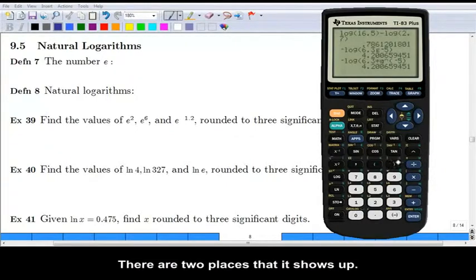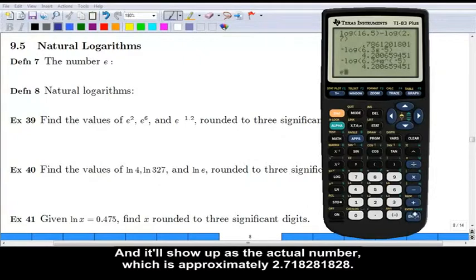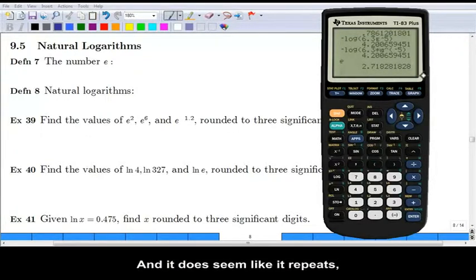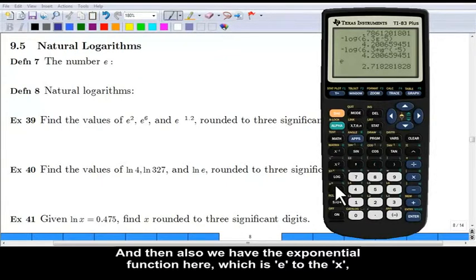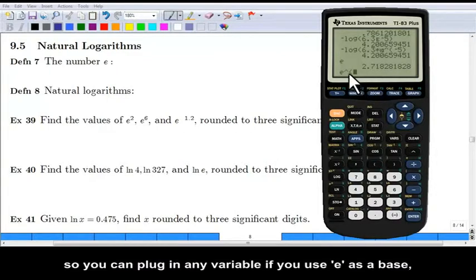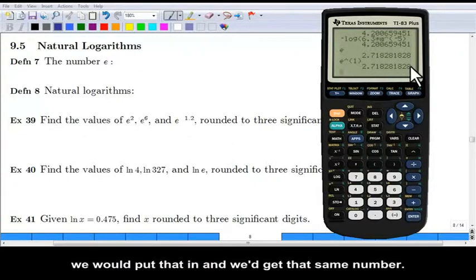There are two places that it shows up. One, it shows up as the actual number if you hit second, which is approximately 2.718281828. And it does seem like it repeats, but if you add extra decimal places here, it'll start changing. And then also we have the exponential function here, which is e to the x, so you can plug in any variable. If you use e as a base, you can raise it to any number. If we wanted to find, for instance, e to the 1, which is just e, we would put that in and we get that same number.